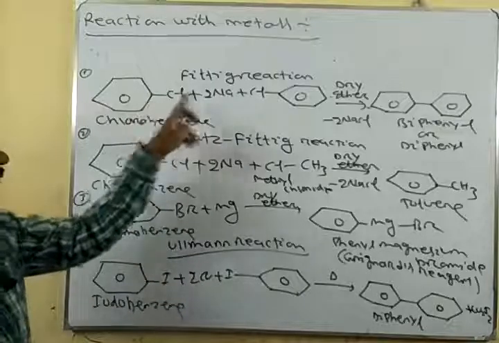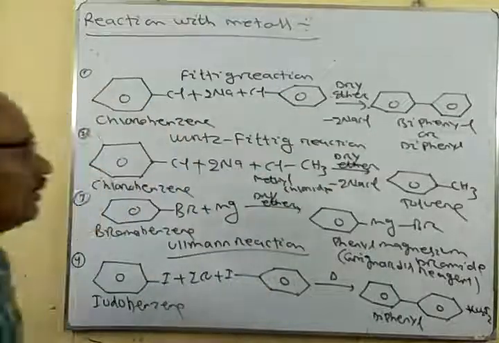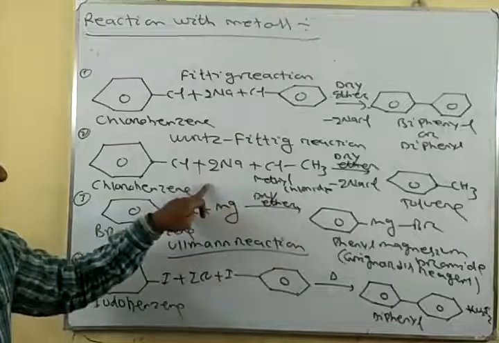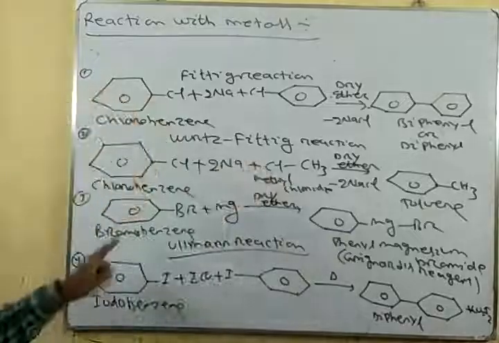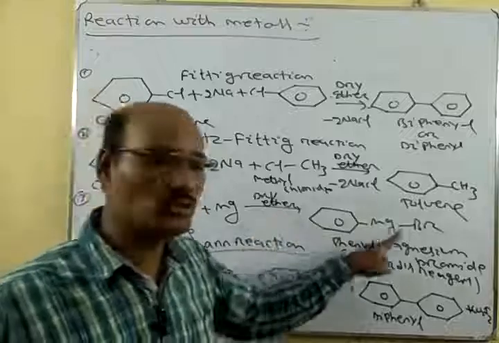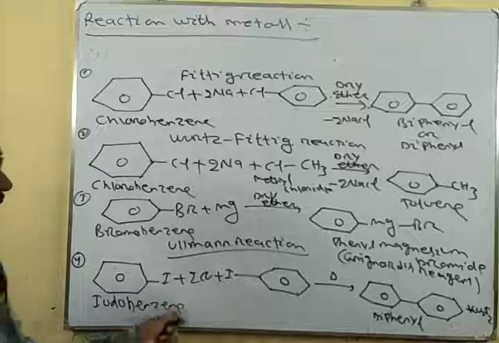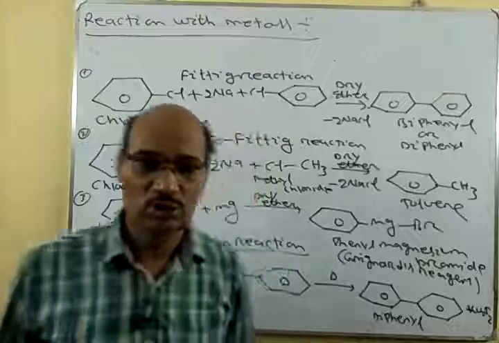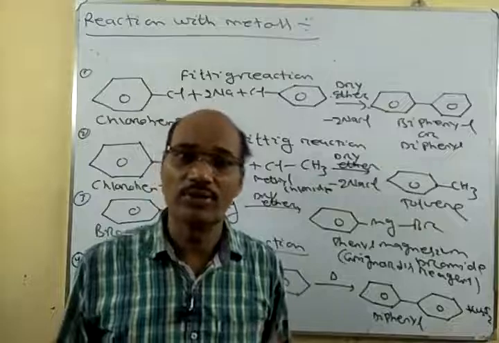2 molecules of chlorobenzene react with sodium metal to give biphenyl in dry ether. Now 1 chlorobenzene and 1 methyl chloride react with sodium metal in dry ether to give toluene. This is called the Wurtz-Fittig reaction. And bromobenzene reacts with magnesium metal in dry ether to give phenyl magnesium bromide, called Grignard's reagent. And iodobenzene reacts with copper to give diphenyl or biphenyl. So this is about the chemical properties of haloarenes.